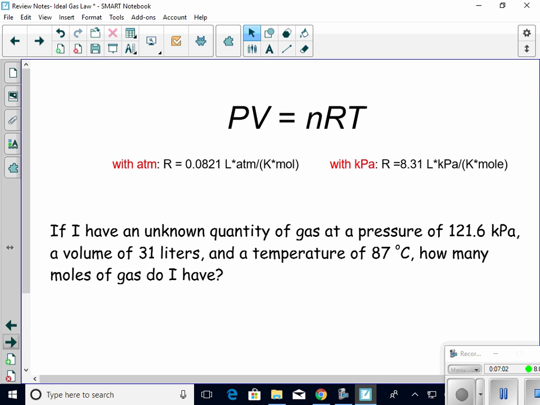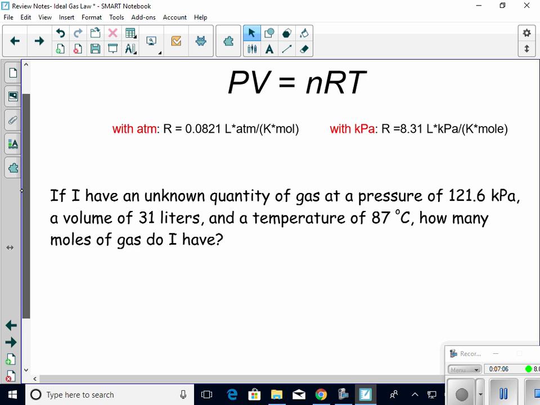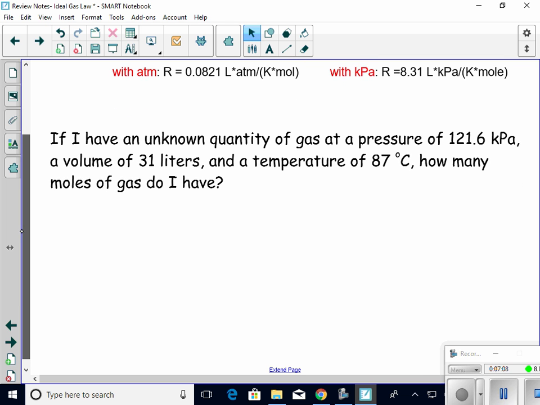Move on up. Okay? Here is one. I'll let you go ahead and copy down the question first. Then we'll roll with it. If I have an unknown quantity of gas at a pressure of 121.6 kPa, a volume of 31 liters, and a temperature of 87 degrees Celsius, how many moles of the gas do I have?